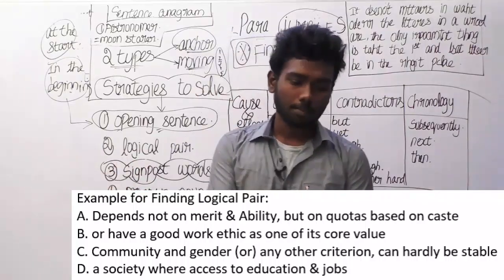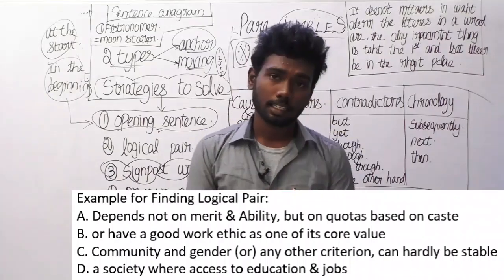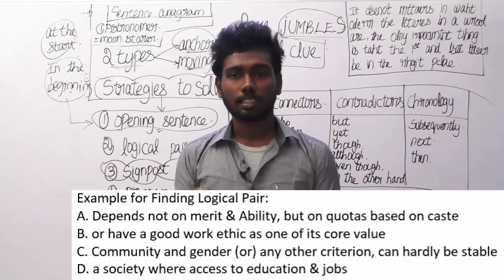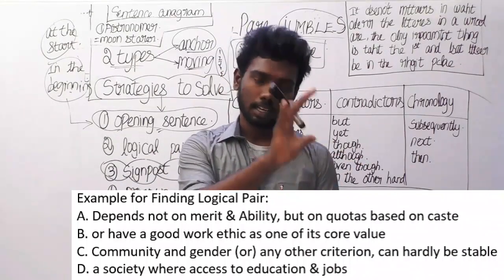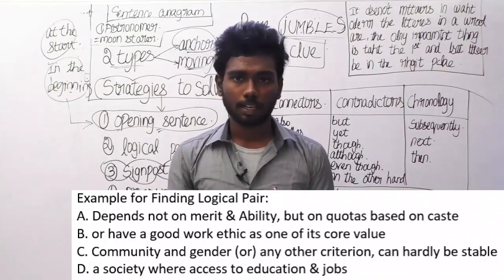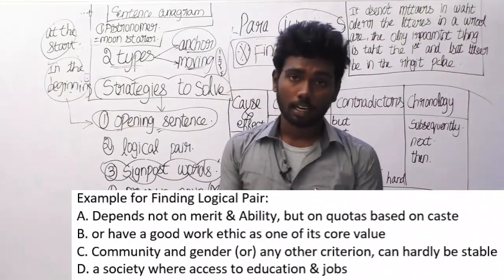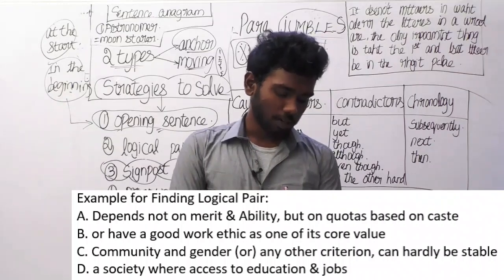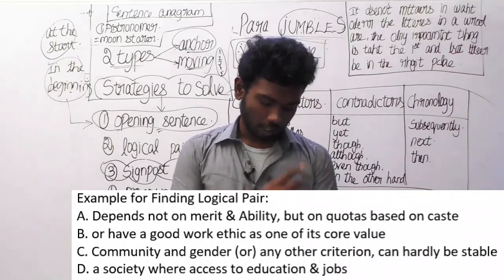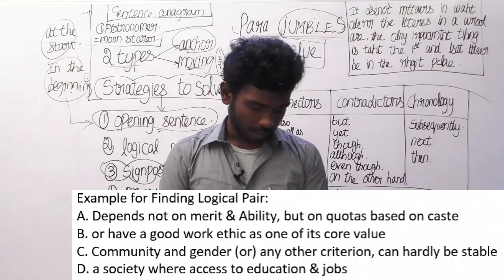Look at this example question very clearly, and you can easily say what the logical pair is here. What is the meaning of logical pair? It is like a sequence: if this thing comes, the next thing will follow. Particularly in this question, the logical pair is caste, community and gender.